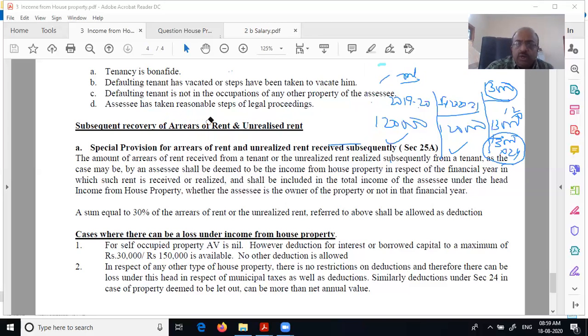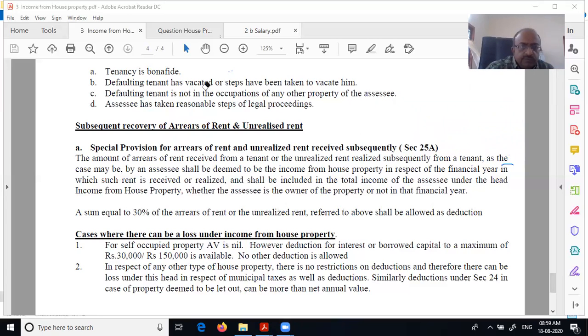Now, what are they saying about arrears of rent? How to do it? Special provision for arrear. Earlier there were 2 sections. Now they clubbed and made it very simple. 25A. The amount of arrears of rent received from a tenant or unrealized rent realized subsequently from a tenant, as the case may be, by the assessee, shall be deemed to be the income of the house property in the financial year in which such rent is received or realized.